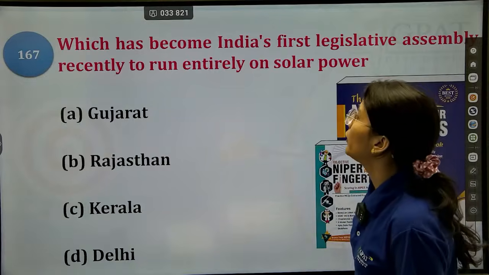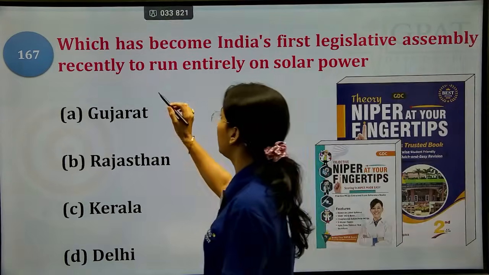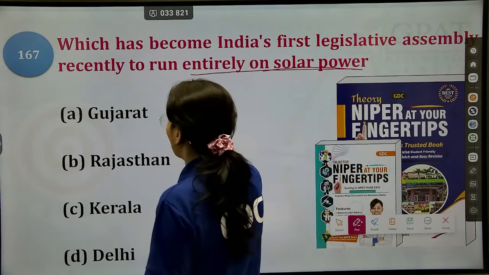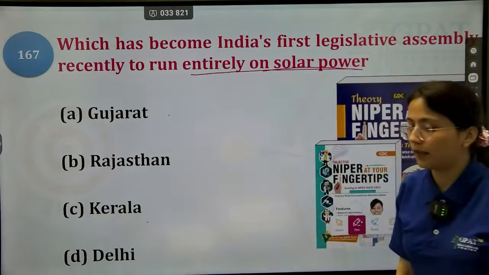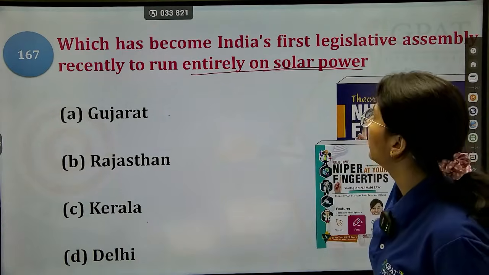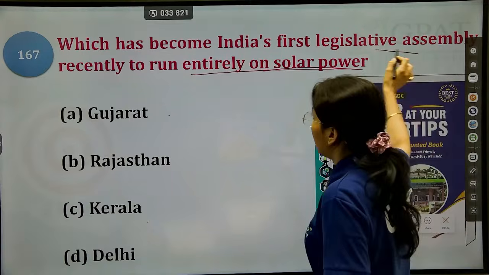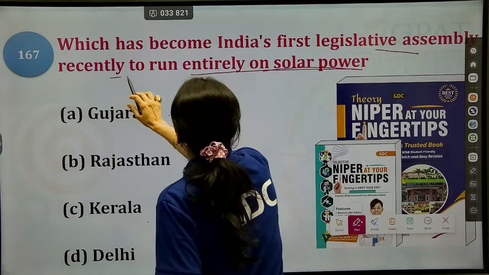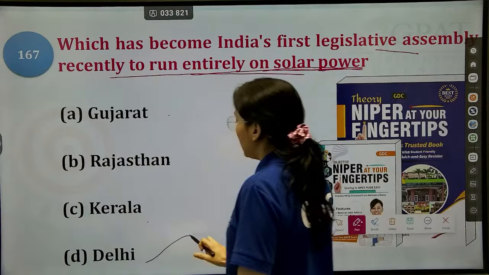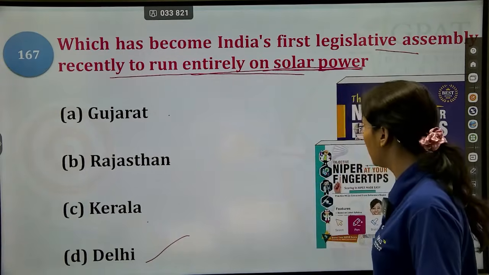Next, which has become India's first legislative assembly recently to run entirely on solar power? Gujarat, Rajasthan, Kerala, Delhi. Delhi has become India's first legislative assembly recently to run entirely on solar power. So the option is D, that is Delhi. The correct answer is Delhi.